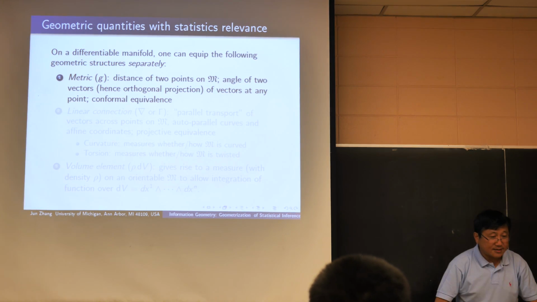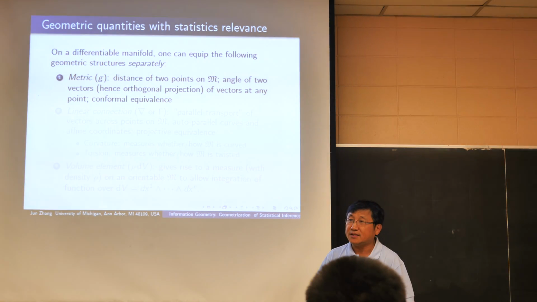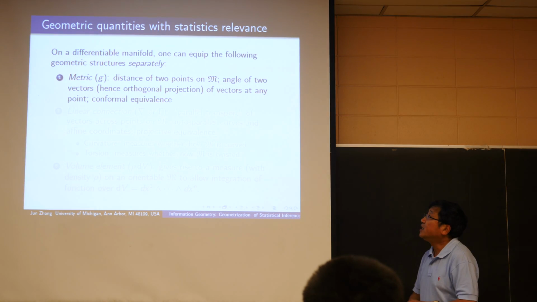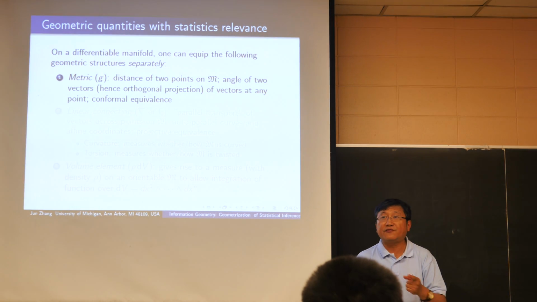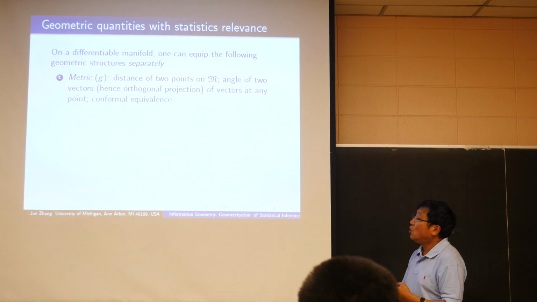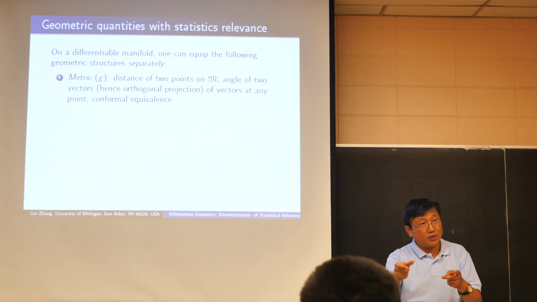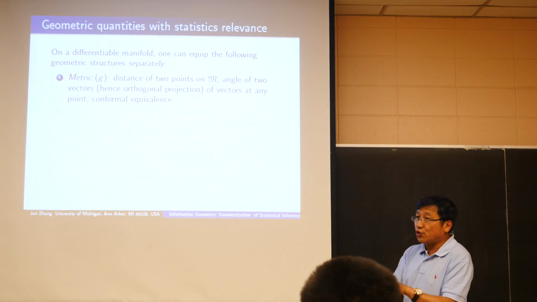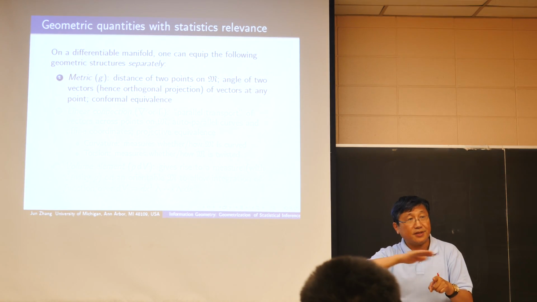So I think at this point, let's just review intuitive meanings for these geometrical quantities for these equations. On the differentiable manifold, we can prescribe the following structures very independently. First, we can prescribe a metric structure. A metric structure basically allows you to measure the geodesic of two points, the shortest distance of the two points, right? And it also allows you to define orthogonality of two vectors on its tangent space.